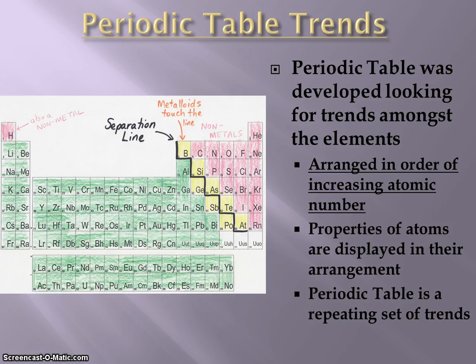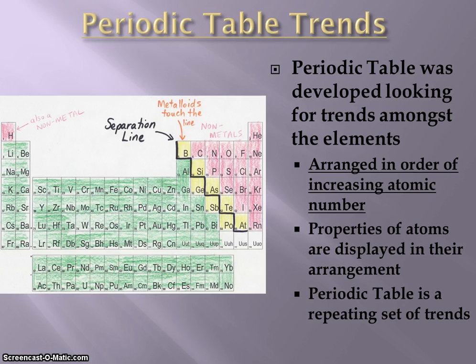So they're arranged in order of increasing atomic number. Atomic number is the number of protons in the nucleus. As you go across the periodic table, the atomic number is going up. They're arranged in order, adding one proton every time, which of course changes the element. Protons are responsible for the identity of the element.